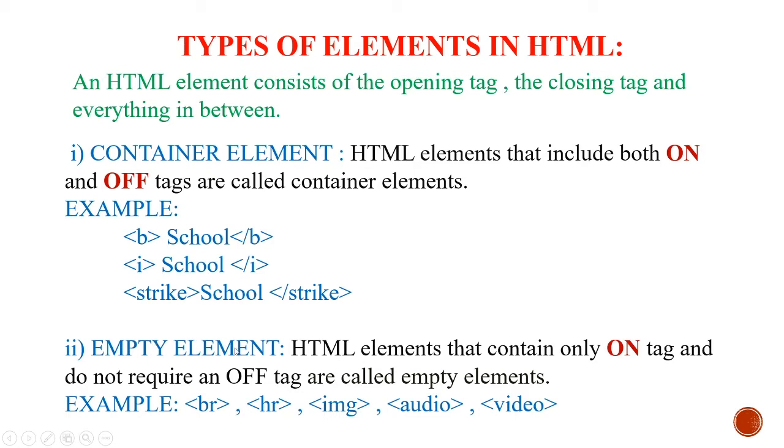Now what is an empty element or an empty tag? The HTML elements that contain only the on tag and do not require an off tag are called empty tags. It means these tags only need to be opened. Suppose BR: if you want to break the line, we use the BR tag. If you want to give a horizontal line, we use the HR tag. If you want to insert an image, IMG, audio and video. All these tags are empty tags because we don't need to close them.